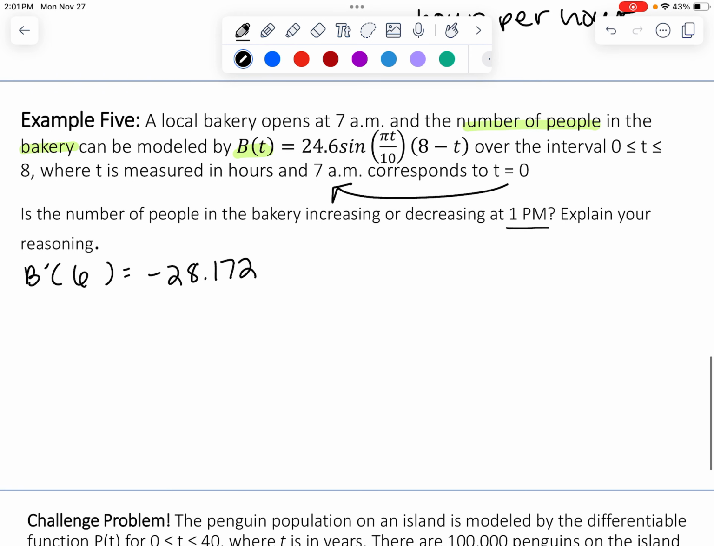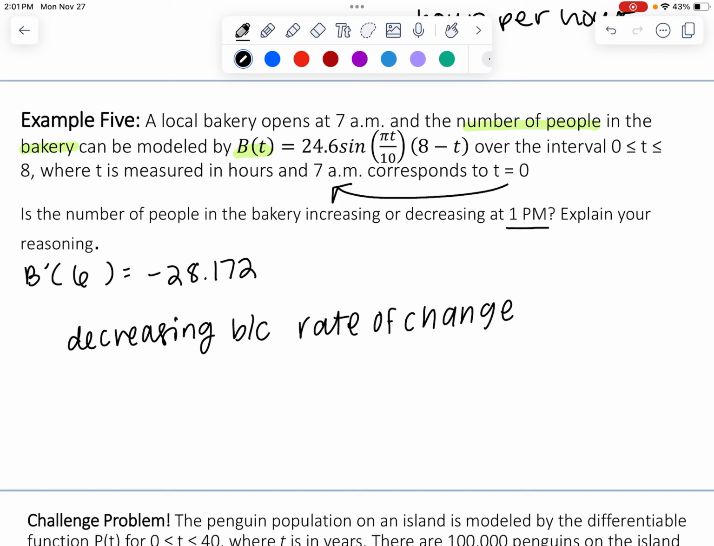And so the question says, is the number of people in the bakery increasing or decreasing at 1 p.m.? Explain your reasoning. Well, this is a negative number, so I'm going to say decreasing because the rate of change at 6 is negative. It's kind of the same idea of velocity and acceleration, or velocity. Like if velocity was negative, that means the object was moving to the left. If it was positive, it's moving to the right. So if our rate of change is negative, that means something's decreasing. And if our rate of change is positive, that means something is increasing. So it's decreasing because the rate of change at 6 is negative.